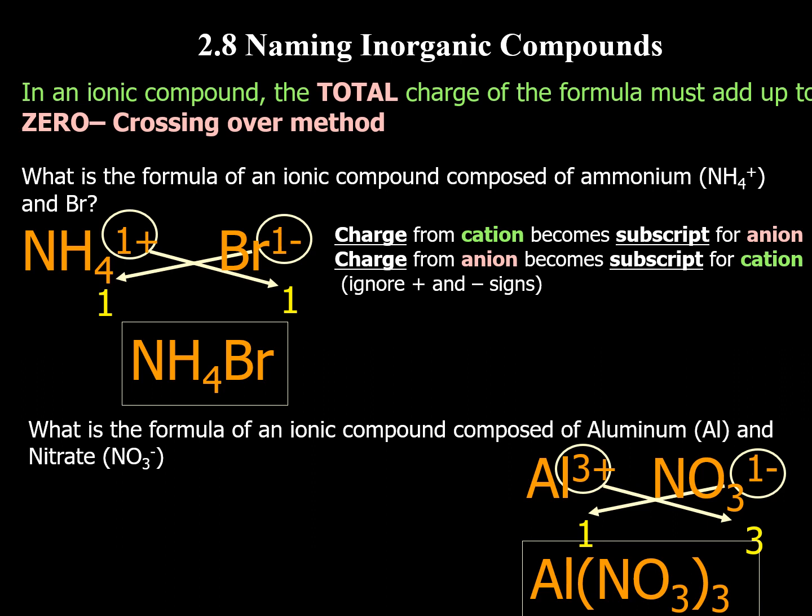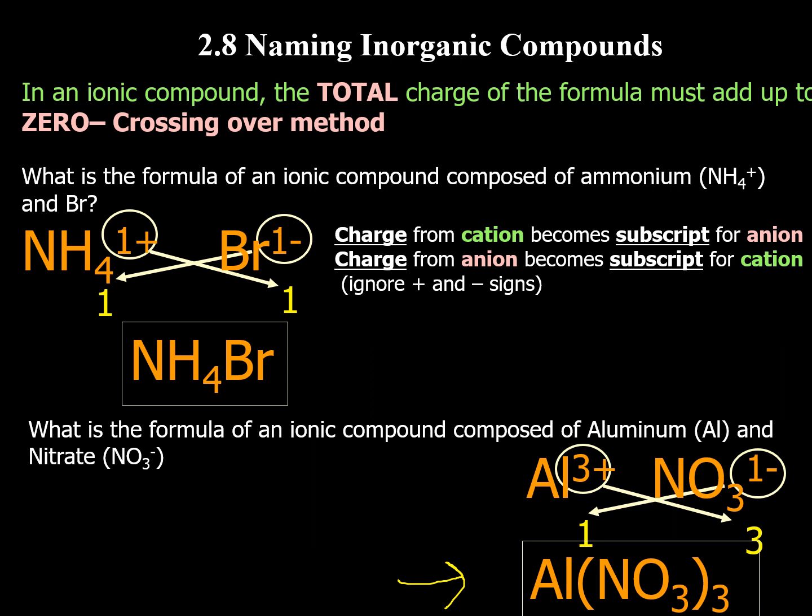In the following example, we have aluminum and nitrate. Nitrate is NO3-. We take the aluminum 3+, cross it down to the subscript for the NO3, and the nitrate, which is -1, will come over to the 1 in the bottom for the left one. Aluminum subscript will be 1, and you get here Al(NO3)3, which is aluminum nitrate.